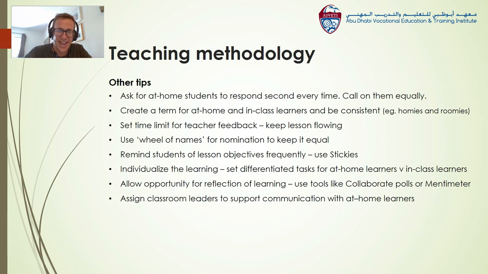Individualize the learning, so make sure you can set differentiated tasks for the at-home learners, differentiated tasks for the in-class learners. Maybe they could be in sole groups. One has to decide one side of the argument, one side has to decide the other side of the argument, and then they're collaborating and they know what their responsibilities are. Make sure there's some reflection, like I talked about, using Mentimeter or a poll on Blackboard Collaborate, and assign these leaders to make sure the communication is clear.